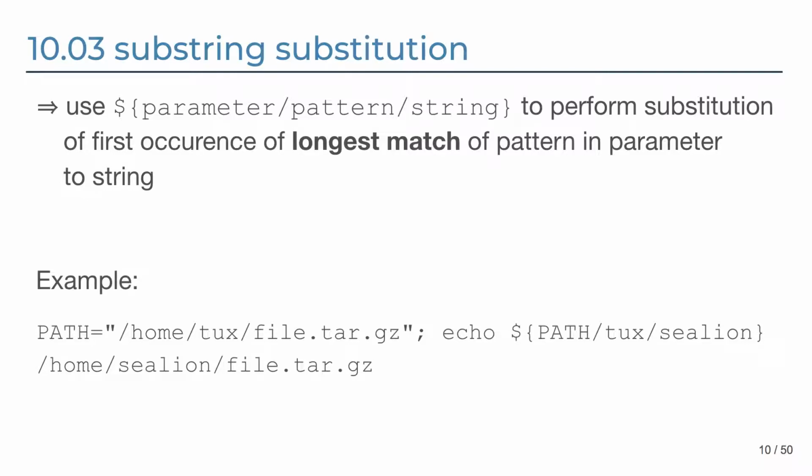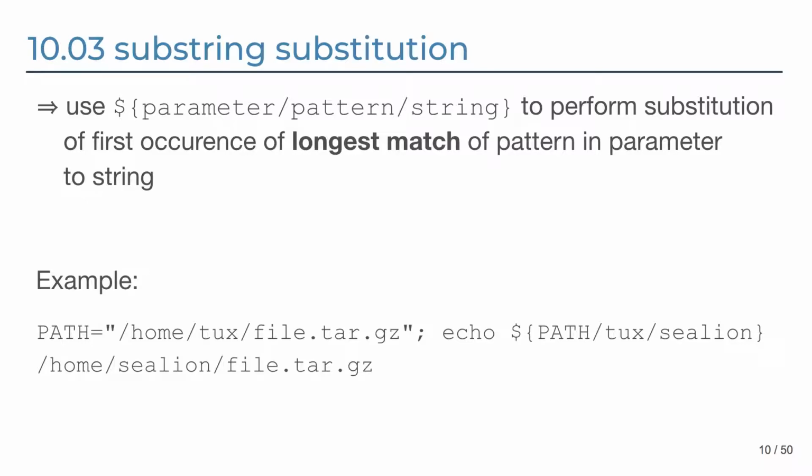So how does it work? Let's say we have one example, right? We have another path. It's basically a path file.tar.gz in Tux's home directory. And let's say we want to update this path to now belong to Sea-line. What we can do is just replace tux with Sea-line, and then we get this updated path.